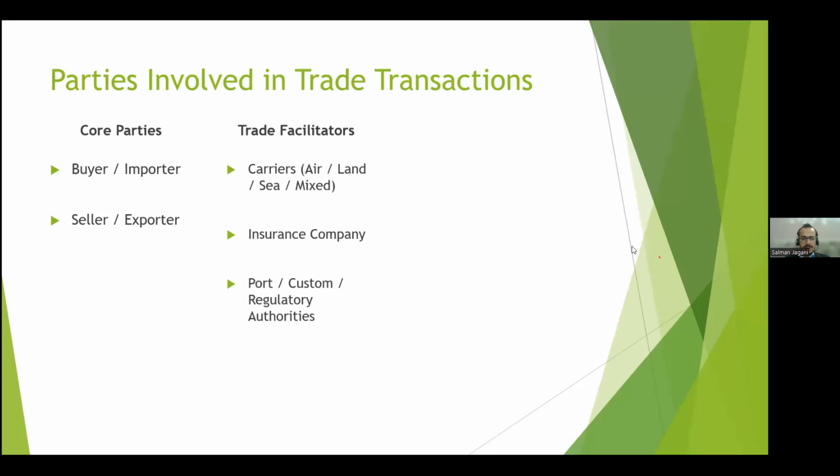Then there are ports involved, customs involved, regulatory authorities involved. Customs, obviously, they check for all the applicable taxes and custom duties before the clearance is given by them. There are ports where obviously the goods are discharged and taken off. And there are regulatory authorities who ensure everything is being properly handled as in place by the rules and regulations.